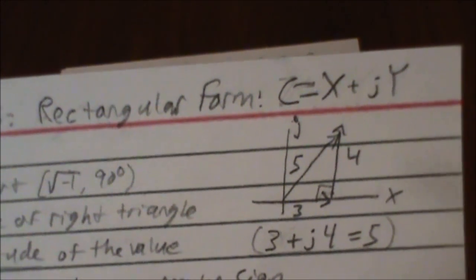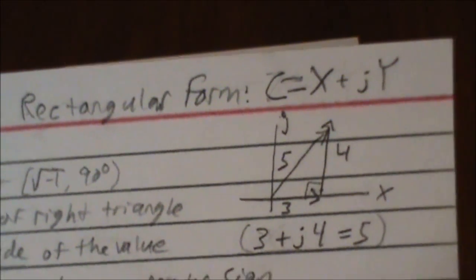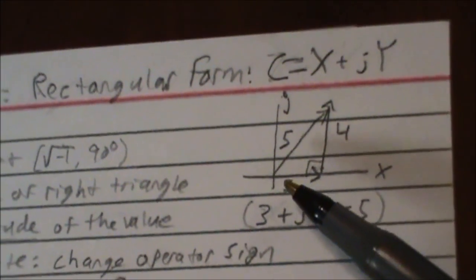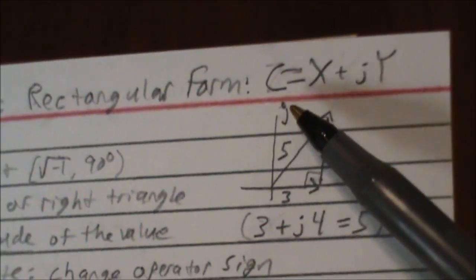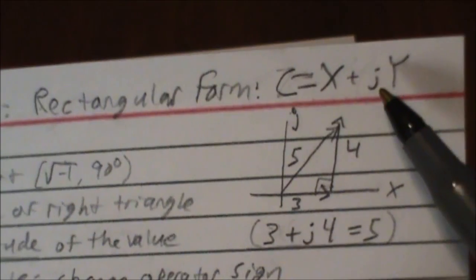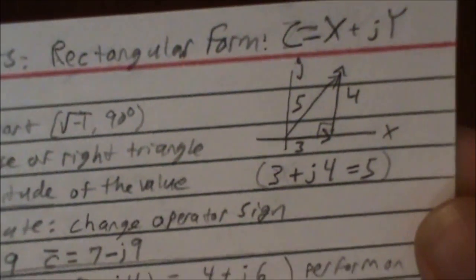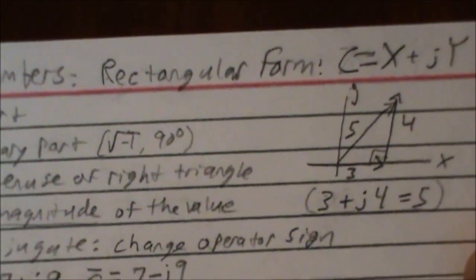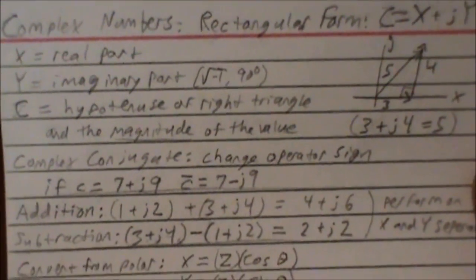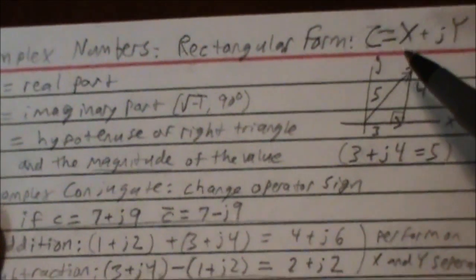And so that's your x plus j, or you may have learned it as i, but in electrical engineering, i is reserved for current. So electrical engineers use j for our imaginary, or in this case, y-axis. And then we just solve for the Pythagorean theorem when we eventually get to converting them to find our hypotenuse. So x is the real part, y is the imaginary part. C is our hypotenuse of the right triangle.